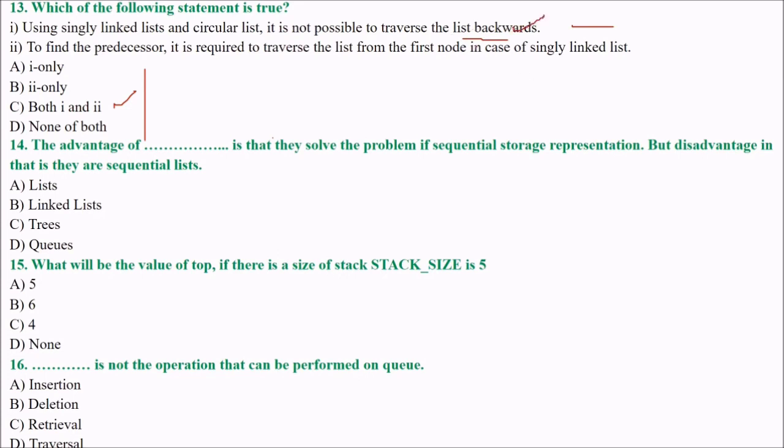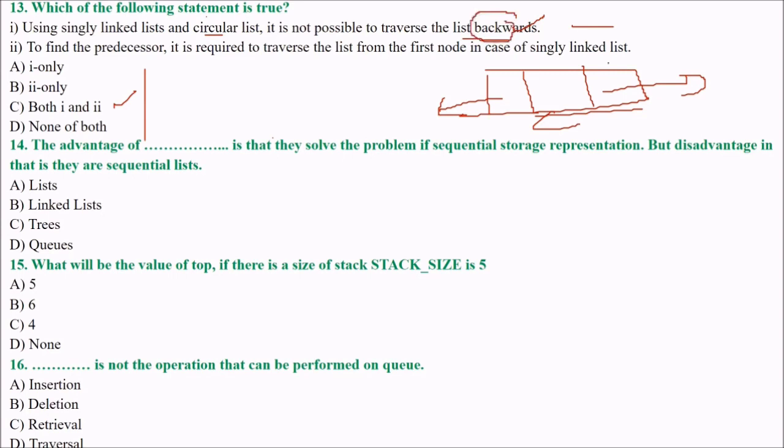It is only possible when we use DQ. That is, not DQ. DQ is another form. Until you have a doubly linked list, you cannot go backwards. Singly linked list and circular linked list, you can only traverse in one direction, not the backward direction. For that, you have to use not DQ but a doubly linked list.